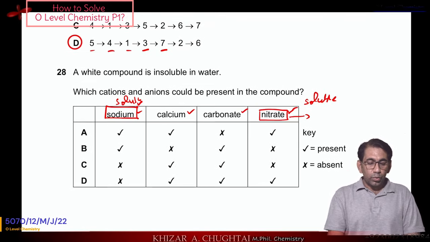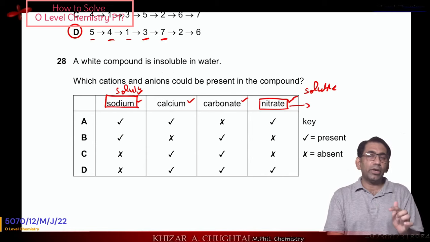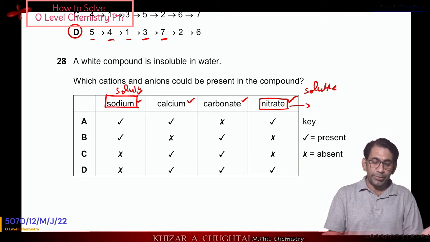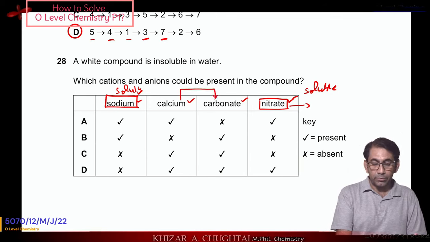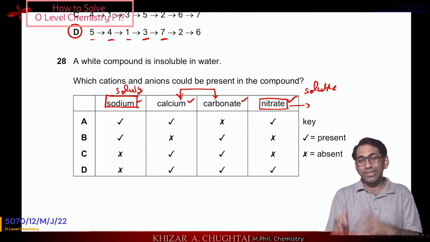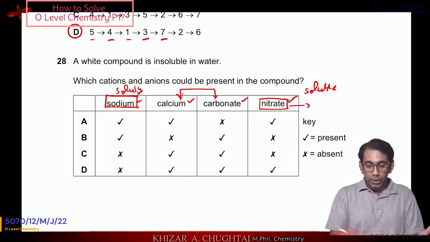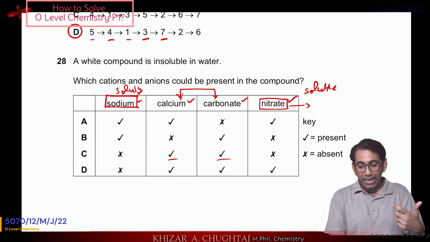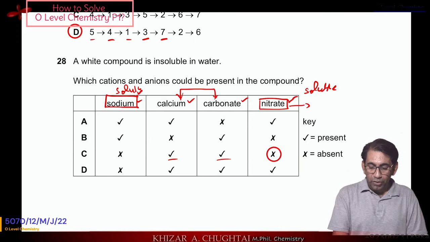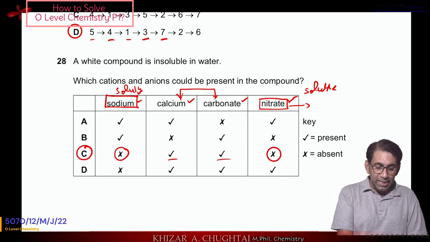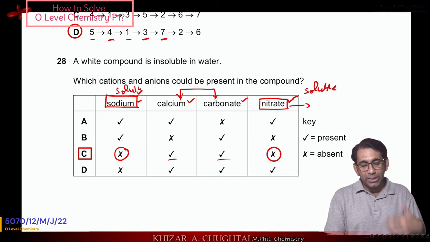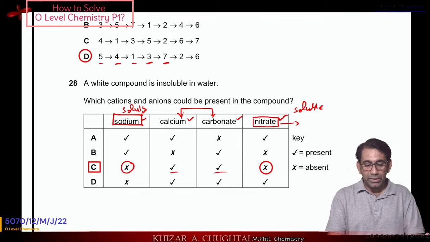So this compound must not have any sodium ion or any nitrate ion. The remaining option is calcium carbonate. Calcium carbonate is insoluble. So there must be calcium carbonate present, no nitrate ion, and no sodium ion. So C is the correct option. This question is basically about the solubility of different compounds, different salts.